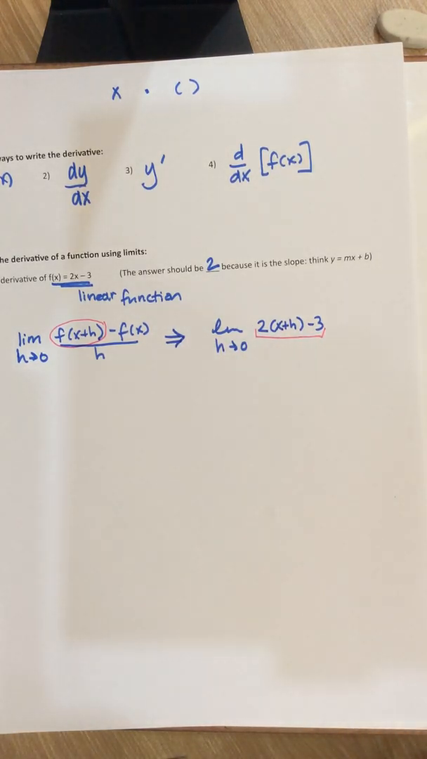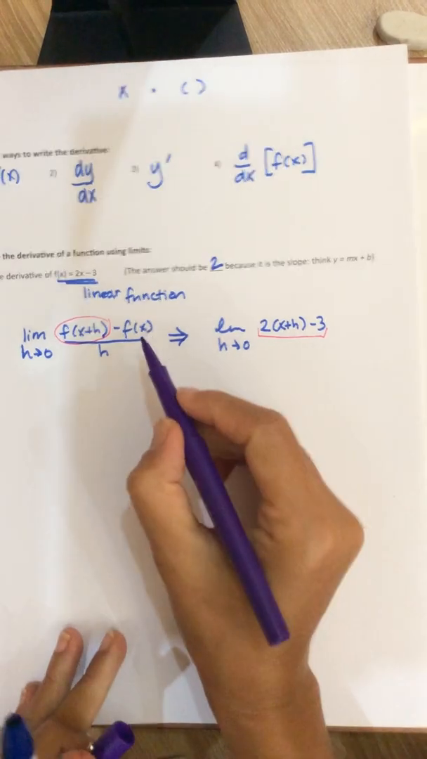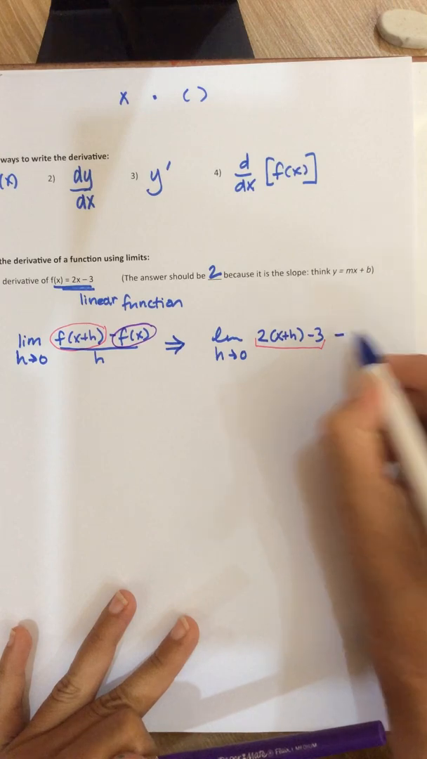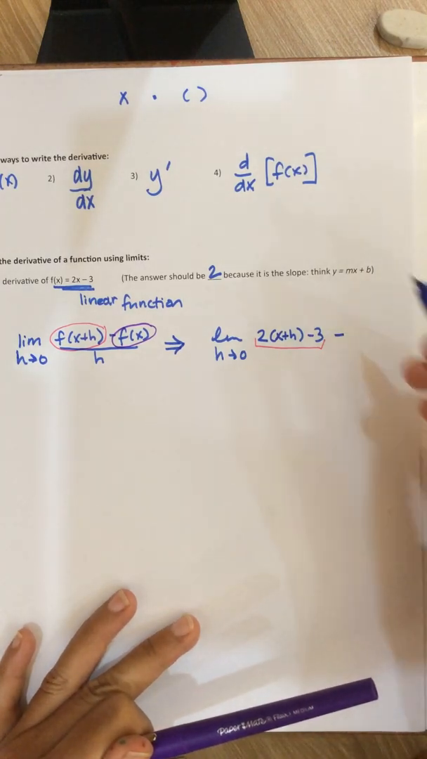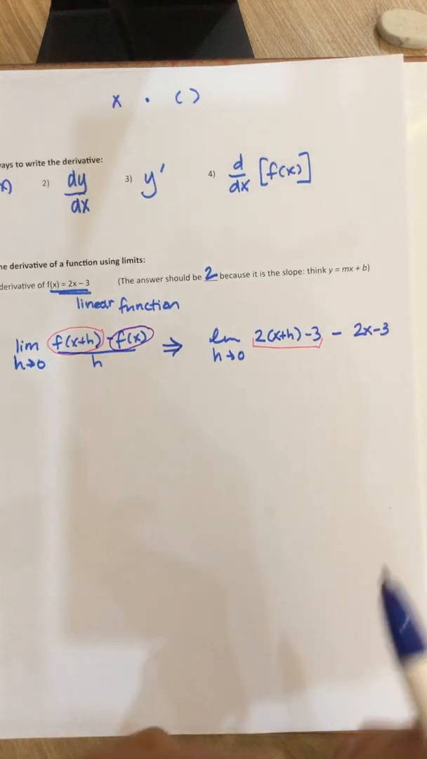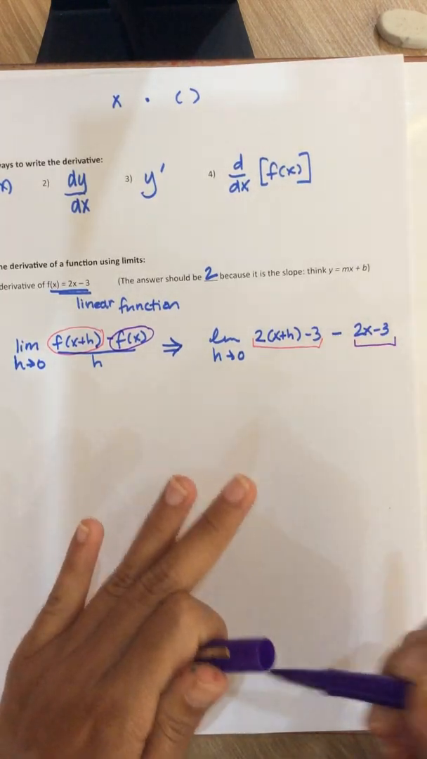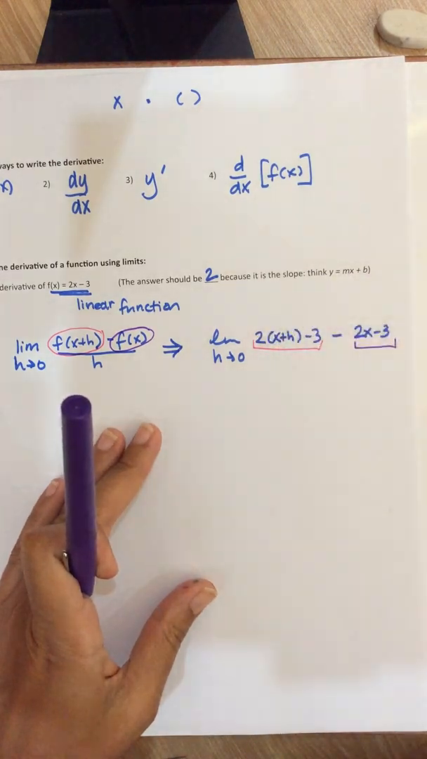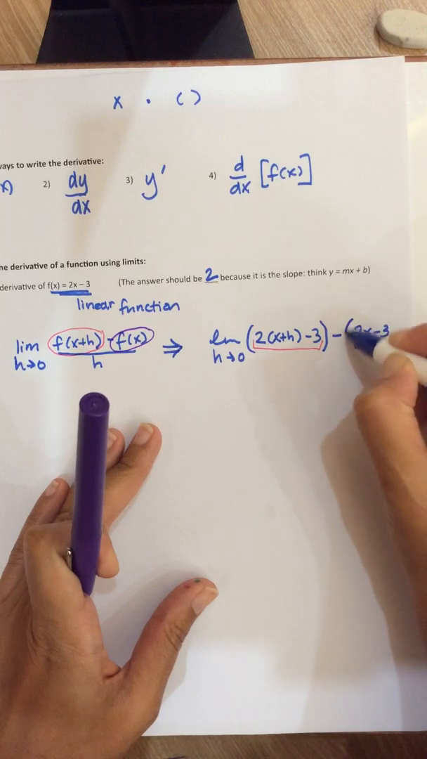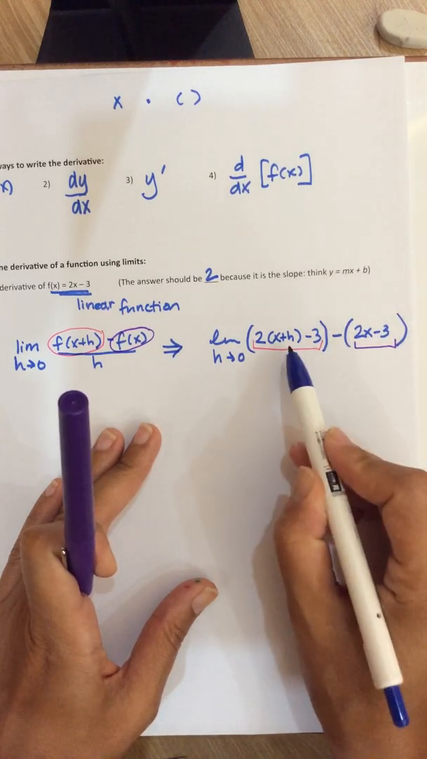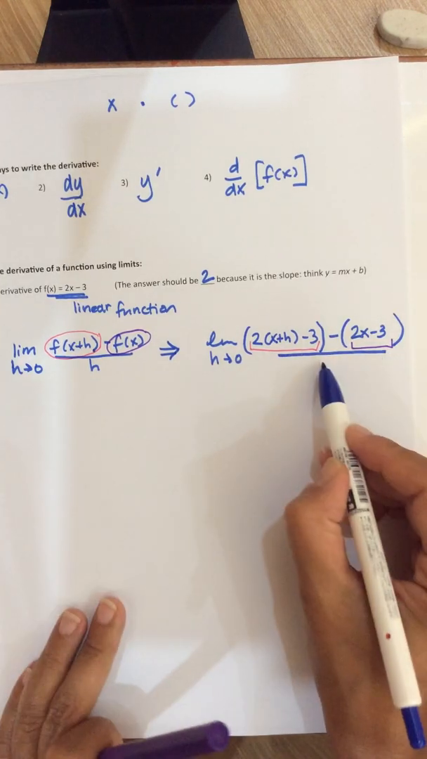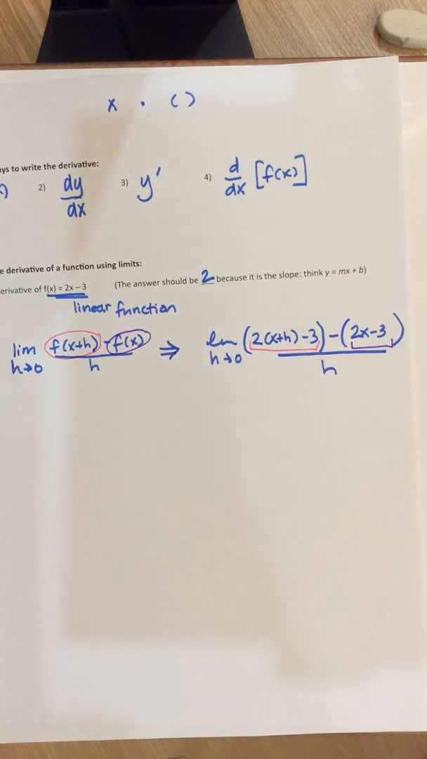Now my next part of the equation is minus f of x. So now I'm just subtracting off the original function. So minus, and then 2x minus 3. So that's this part. Now to keep everything in order, I'm going to put parentheses around this part and parentheses around that part, right? So I know that I'm subtracting this function from that function, all over h.